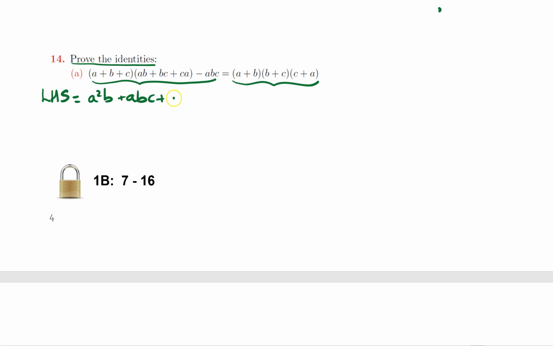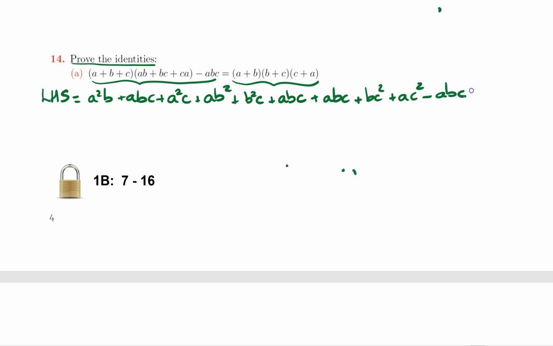plus A times CA, which is going to be A squared C, plus B times AB, which is AB squared, plus B times BC, which is B squared C, plus B times CA, which again will be ABC, plus C times AB, which is another ABC, plus C times BC, which is BC squared, plus C times CA, which is AC squared, minus ABC.